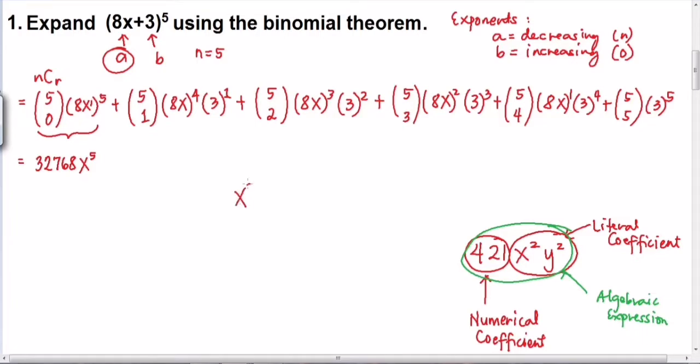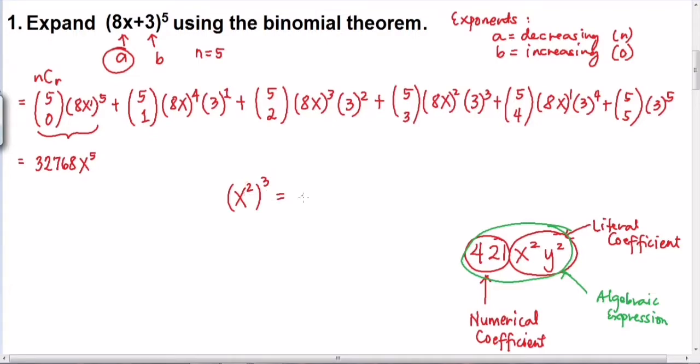Halimbawa, we have x squared raised to 3. So, ang final answer diyan sa literal coefficient would be etong exponent na squared at saka yung in-exponent pa ulit siya, ni-raise pa ulit siya sa 3, i-multiply mo.